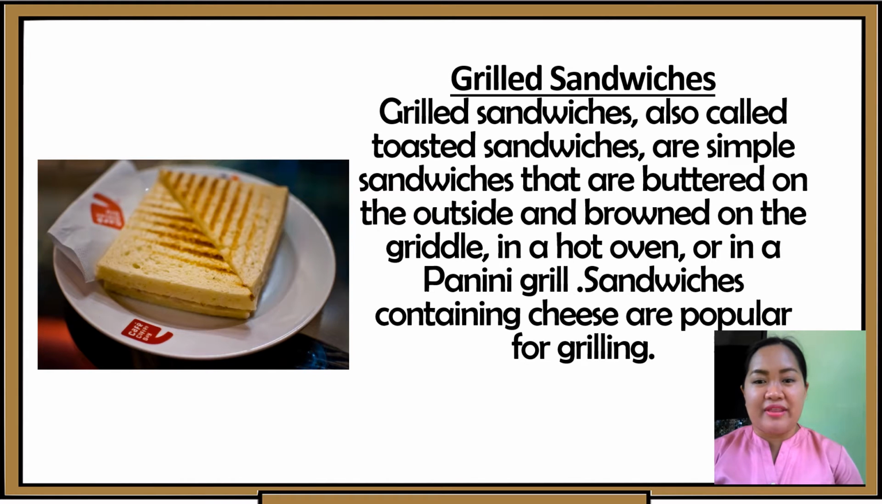One example of this is grilled sandwiches. Grilled sandwiches, also called toasted sandwiches, are simple sandwiches that are buttered on the outside and browned on the griddle, in a hot oven, or in a panini grill. Sandwiches containing cheese are popular for grilling.